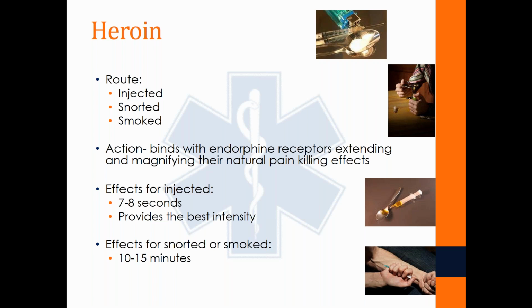So heroin can be injected, snorted, or smoked. Any of our opiates can be used in these exact same ways. So it doesn't have to be heroin. It can be OxyContin. It can be hydrocodone, oxycodone, so our Vicodin or Percocet. It can be fentanyl, it can be Dilaudid, it can be carfentanil, which we'll touch on briefly here in a minute.